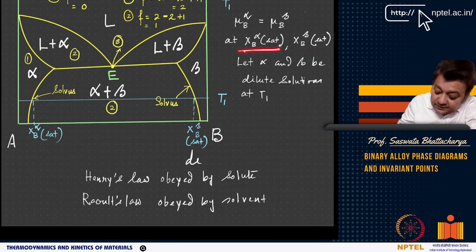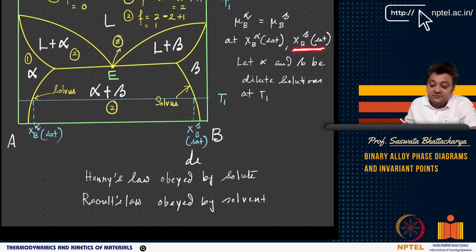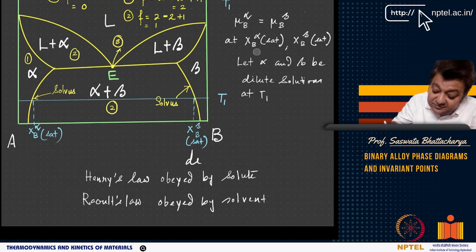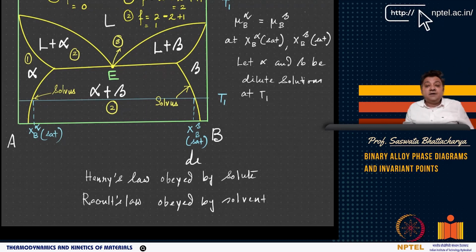So XB alpha saturation is the equilibrium composition of the alpha phase, which is in equilibrium with the beta phase with equilibrium composition XB beta saturation, right? And at these compositions, the chemical potential of B in alpha is equal to the chemical potential of B in beta. Similarly, the chemical potential of A in alpha should be equal to the chemical potential of A in beta. Here we are only considering one component, B.